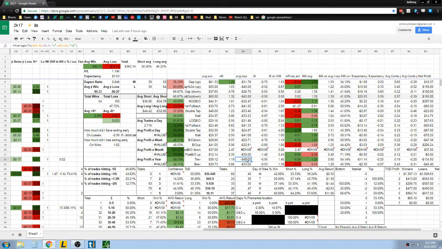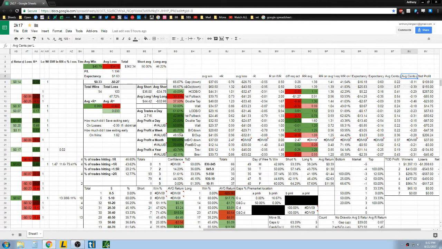if my average loss on a top reversal is at my stop loss, that means I'm letting the stock run all the way against me pretty much each and every time, which is absolutely not good. A bunch of different other numbers here: expectancy per strategy, average cents per strategy.